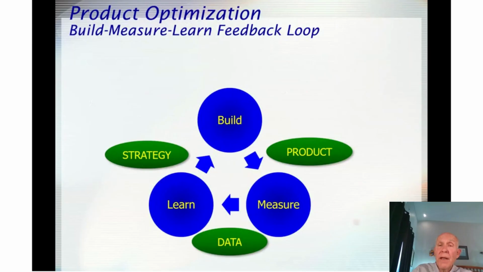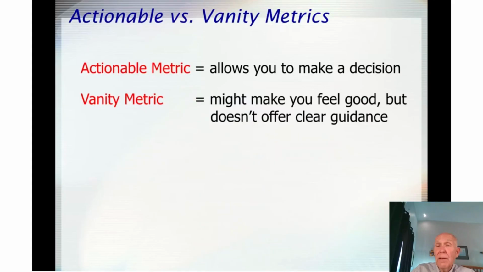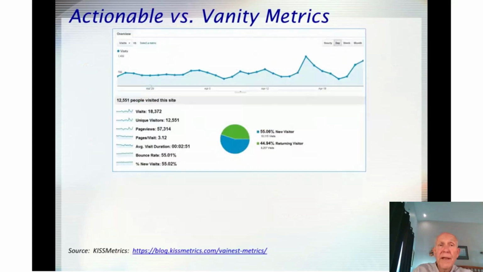Okay. So you need to measure something. In the case of Zappos, it was what kind of shoes people were buying. But Eric Ries says, there are two kinds of metrics. There are metrics that enable you to take action, and then there are metrics that don't really help you. An actionable metric allows you to make a decision. Am I heading in the right direction? A vanity metric might make you feel good, but doesn't offer guidance. Good, you feel awesome, but not really able to make any decisions based upon that measurement you're taking.